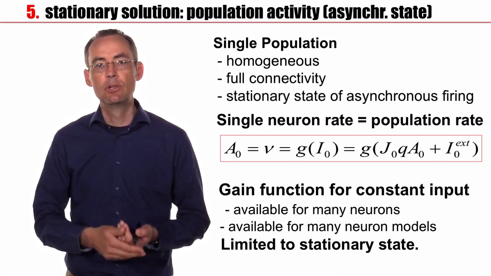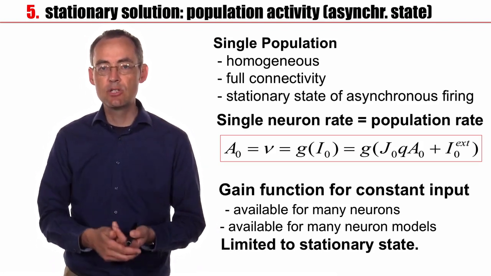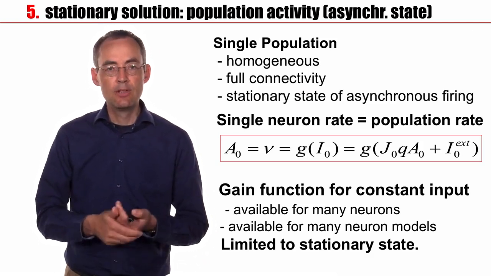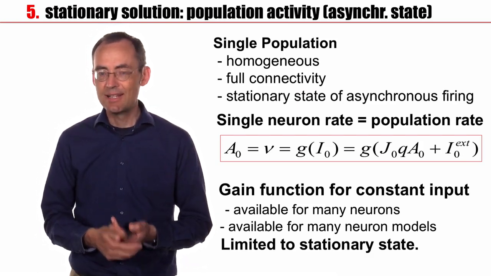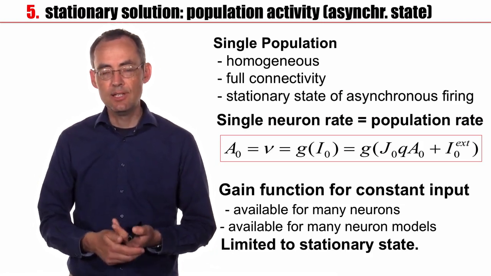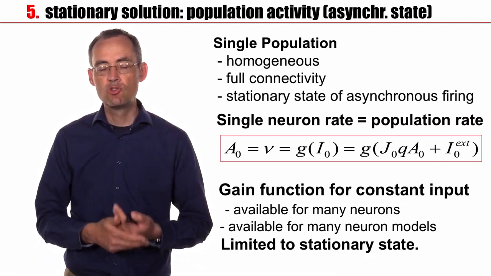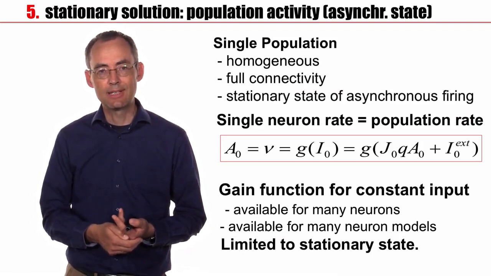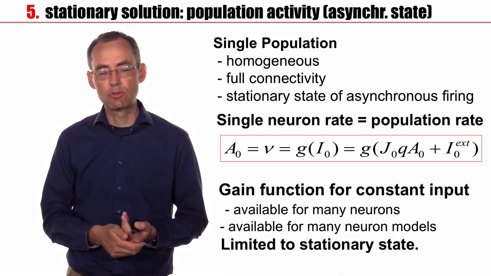However, please note the whole approach that we have used here in this section is limited to stationary state, constant activity. Now, in reality, the brain will never be in a stationary state, but it's nevertheless interesting that it's possible to predict these values of asynchronous firing in a stationary state just from model parameters. The second limitation has been that we looked at a fully connected network, and this is the restriction that we will drop in the next section.